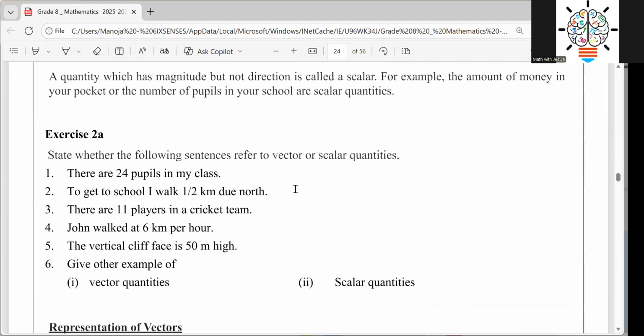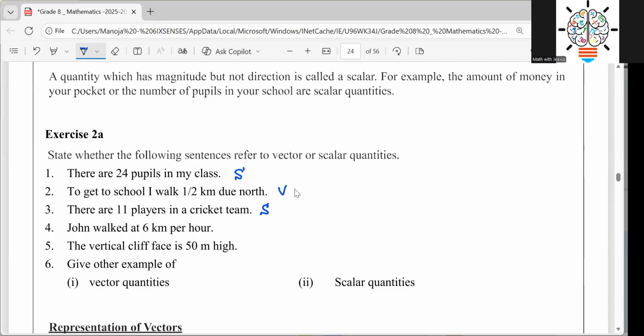Now look at this. There are 24 pupils in the class, so it's a scalar, right? To get to school, I walk half a kilometer due north, vector. There are 11 players in the cricket team, scalars. John walked at 6 kilometers per hour.